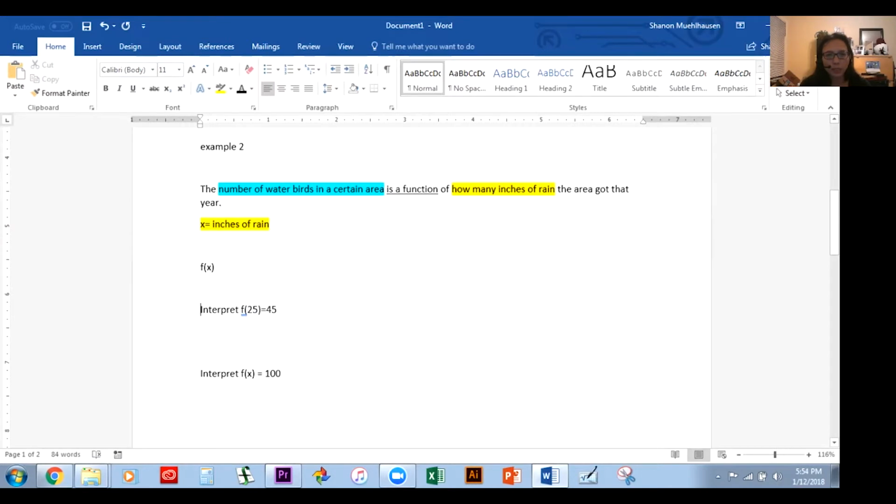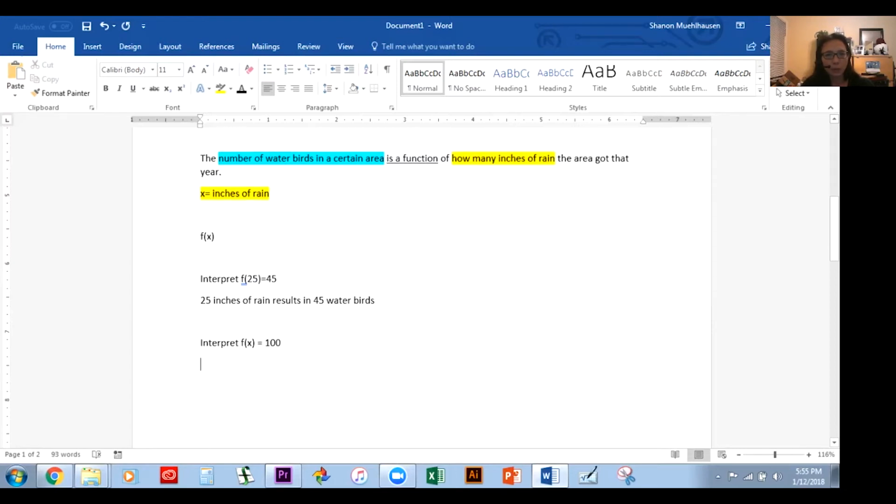So our first question asks us to interpret f of 25 equals 45. What we know is this function is based on inches of rain. So 25 is inches of rain. And that means 45 is our result. That's the number of water birds. Our answer here to interpret f of 25 equals 45 would be to say 25 inches of rain results in 45 water birds. So let's look at the next one.